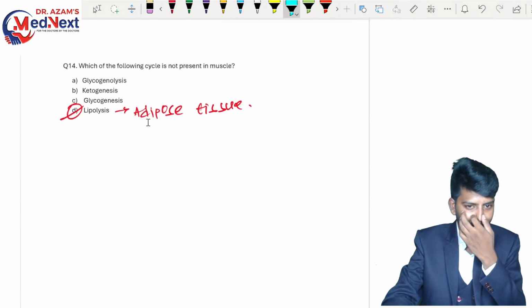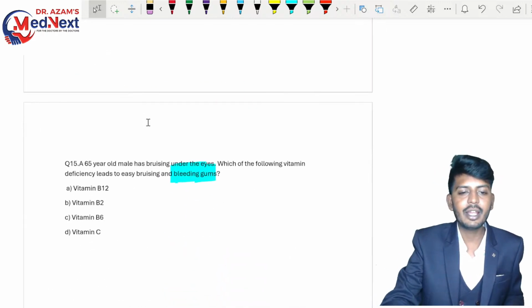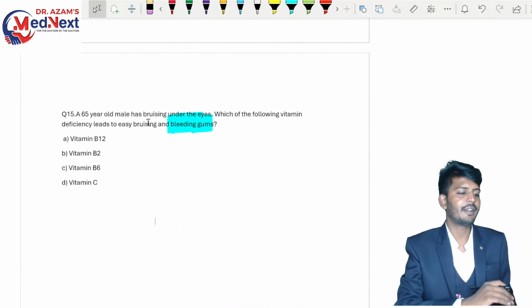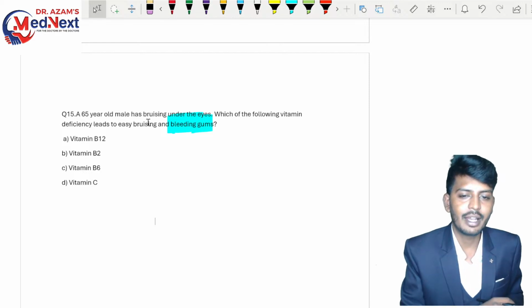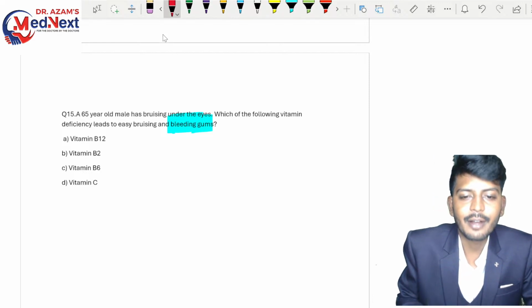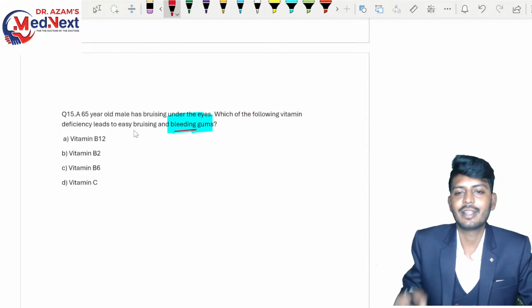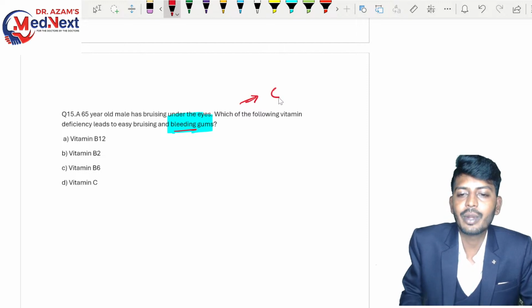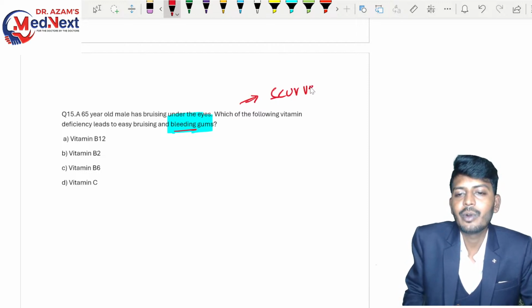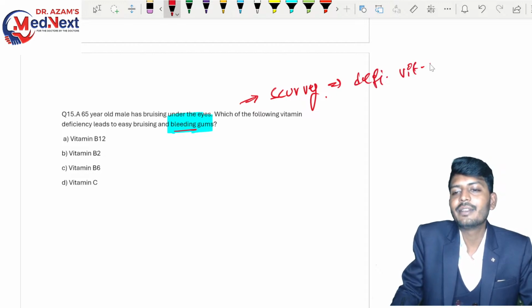In the previous question, lipolysis does not occur in muscle. You are absolutely correct. And here in the 15th question, what is the answer? Bleeding gums and rashes are a symptom of, my dear students, scurvy. Scurvy occurs due to deficiency of which vitamin? Deficiency of vitamin C.